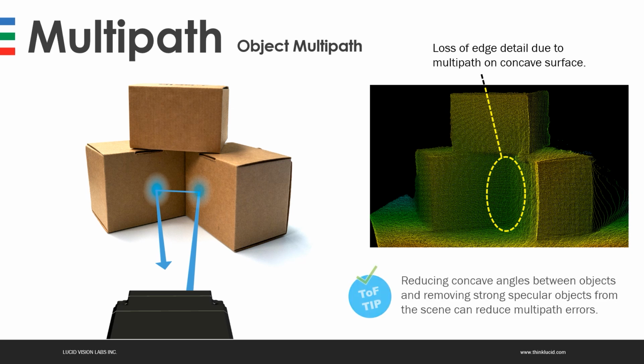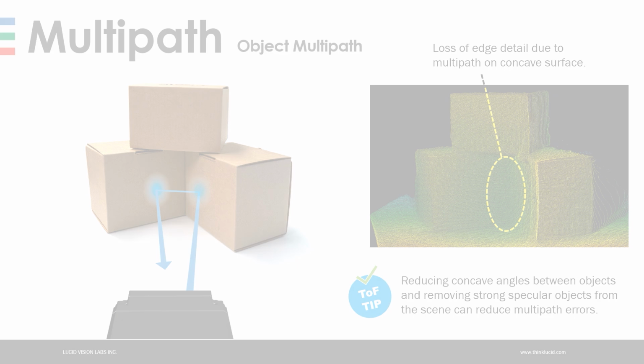of detail occurs. Now, we've put a lot of effort into reducing this type of multipath, but there are some situations where the best you can do is just minimize it by reducing these types of concave angles between objects. And you also want to remove any non-essential specular objects from the scene.